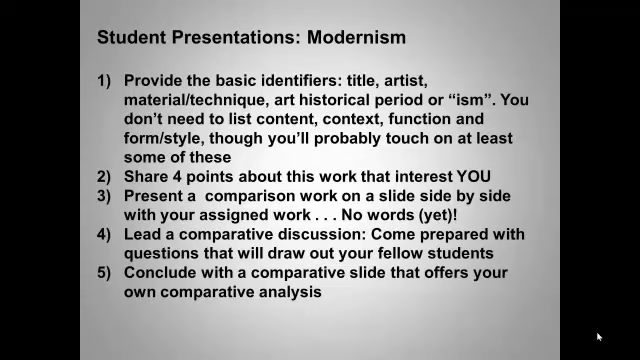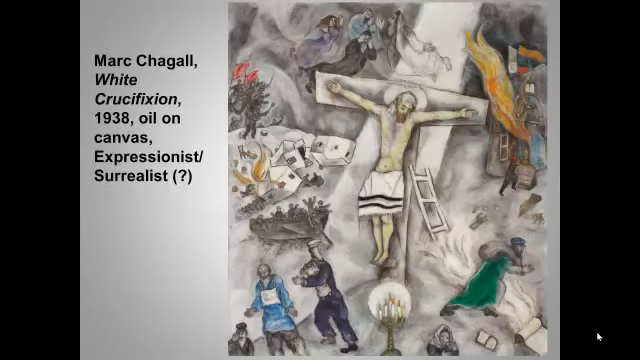Since this is a new approach, I'm going to model it for you in this podcast. The work I've chosen isn't required by the College Board, and I actually didn't assign any homework on it. It is on the McConnell-Jacobs list, and therefore it's in your book. So here's the work with the basic identifiers. It's Marc Chagall's White Crucifixion, painted in 1938 after Hitler had thoroughly consolidated power in Germany and had begun his campaign of genocide against the Jews.